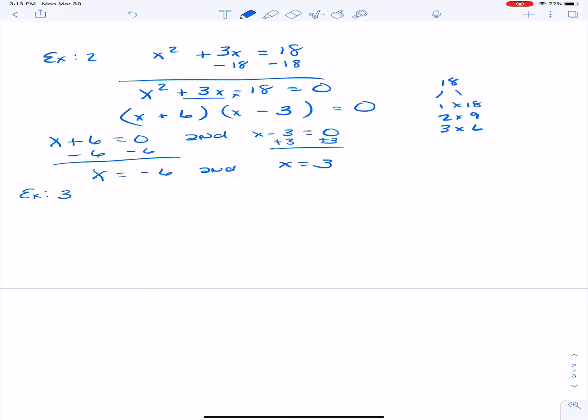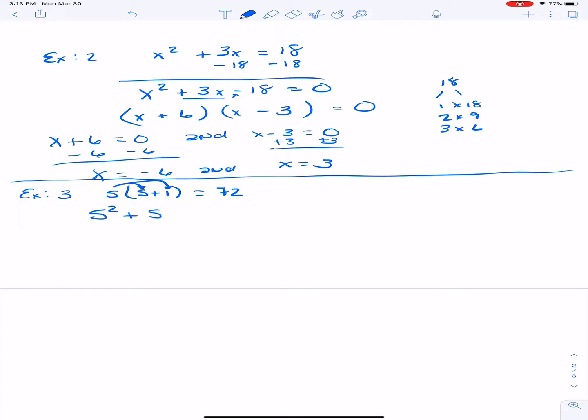So with this one, it's going to look a little weird. So this time we have s times s plus 1 equals 72. Okay, this doesn't even look like any of the problems we did before, but we can make it look like that by doing the distributive property first. So let's distribute that s. So we get s squared plus s equals 72. And this now looks like the problems that we did just now in the two problems above.